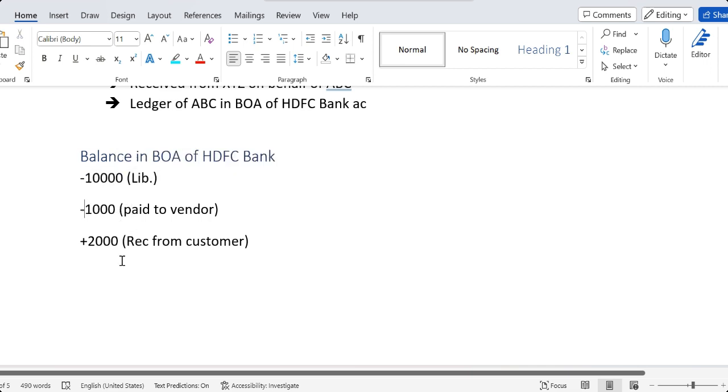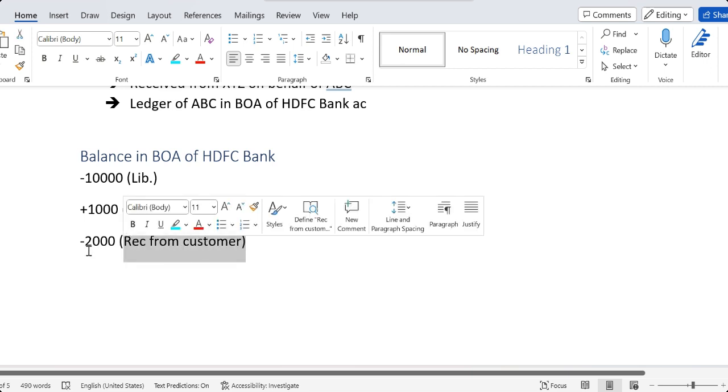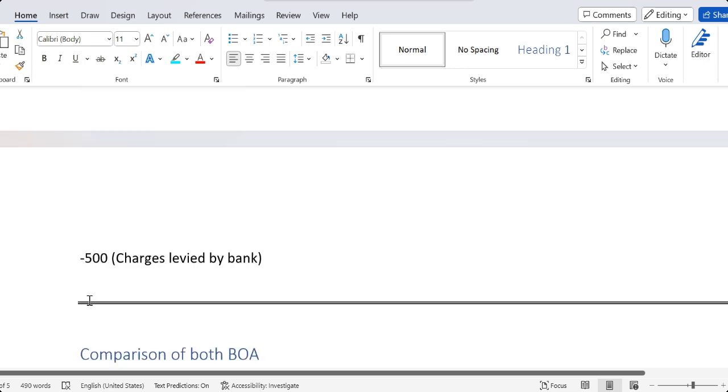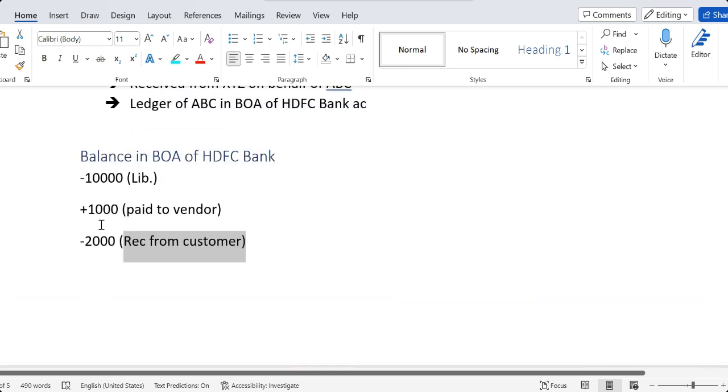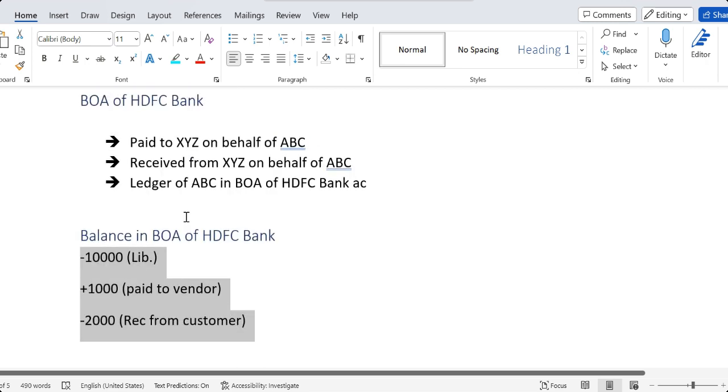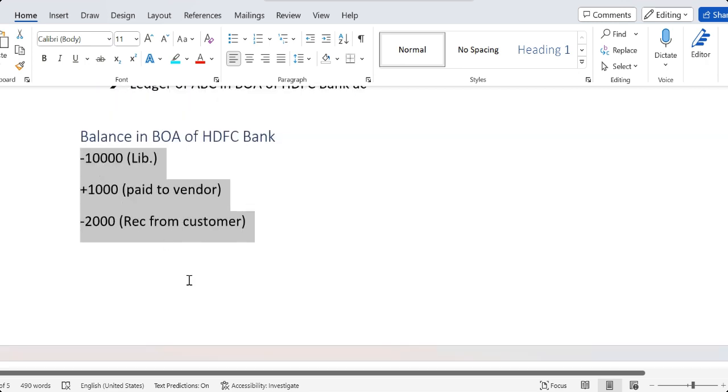If the bank has paid some vendor on behalf of me, this will reduce the liability, right? And if the bank has received something from a customer, it will increase the liability, like that. And if the bank has charged something, it also increases the liability. So these are the kinds of transactions in a bank. We were talking about the transactions, so such transactions are happening between the bank and ABC Limited.